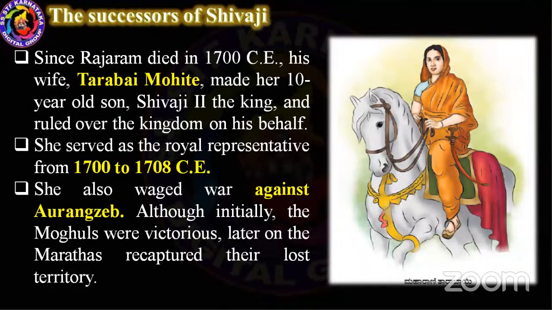She also waged war against Aurangzeb, although initially the Mughals were victorious. Later on, the Marathas recaptured their lost territory. Being a representative of her son, she also waged war against Aurangzeb, but she didn't get success there. She was defeated. But later on, the Marathas succeeded in recapturing whatever territories they had lost while fighting Aurangzeb, under the leadership of Queen Tarabai.